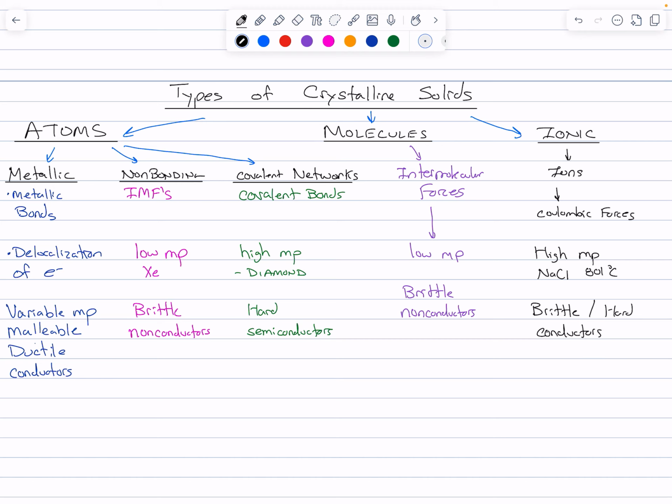So those are our types of crystalline solids. We talked about the three crystal structures, which were simple cubic, face-centered cubic, and body-centered cubic. And then these are the types of solids.